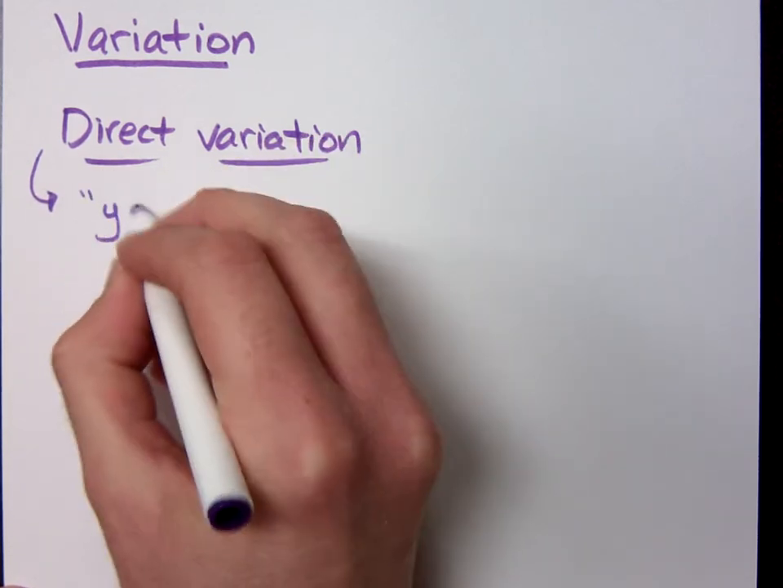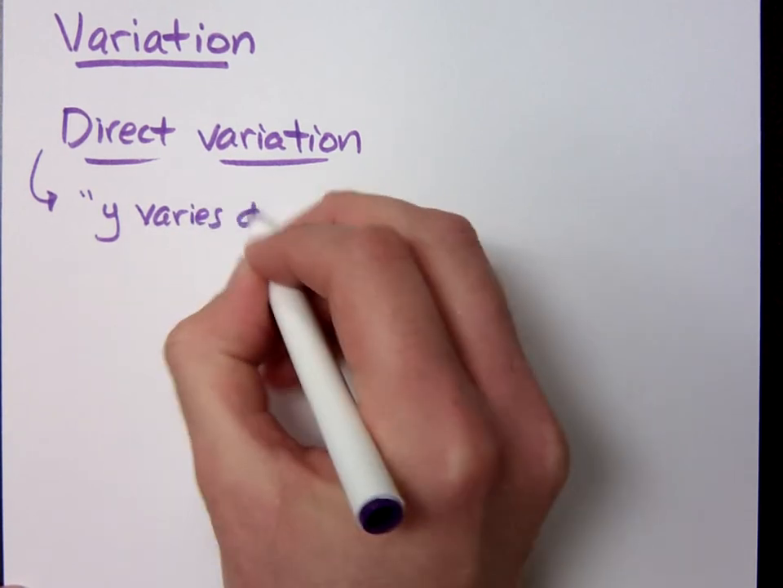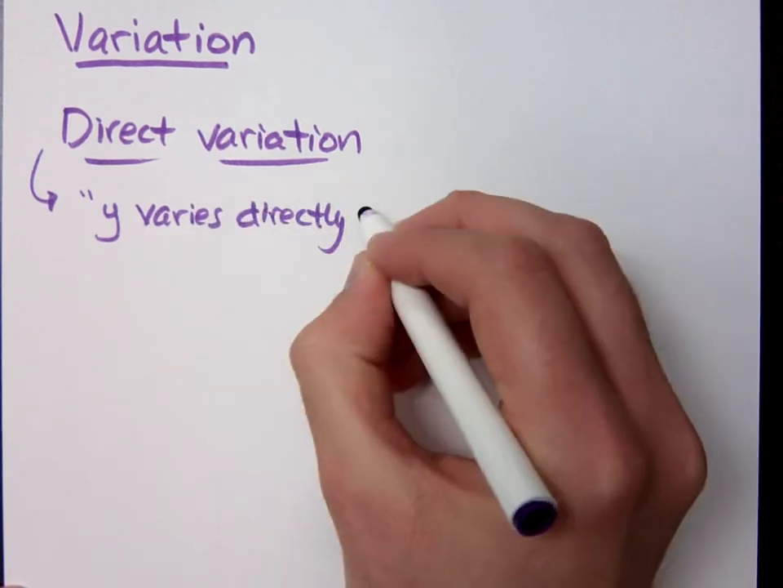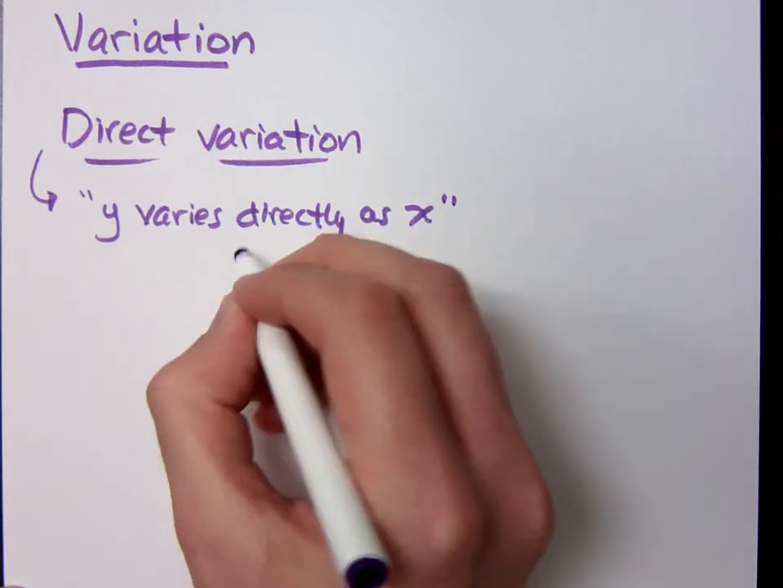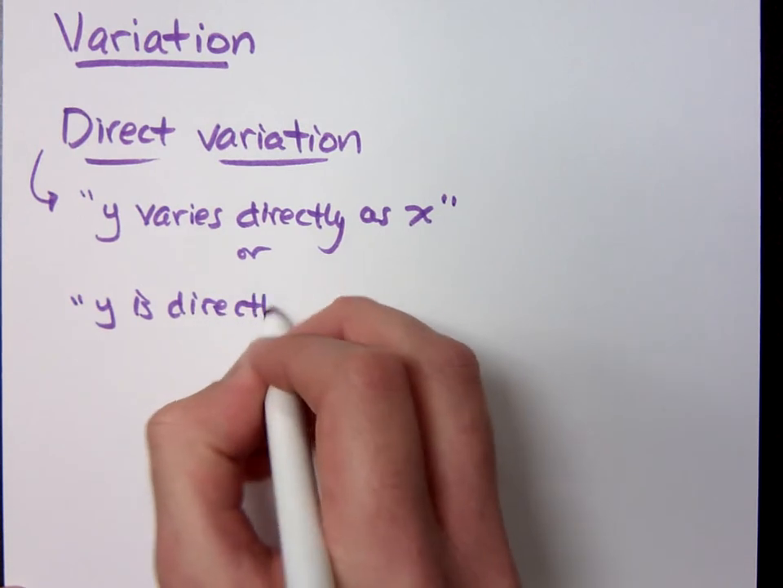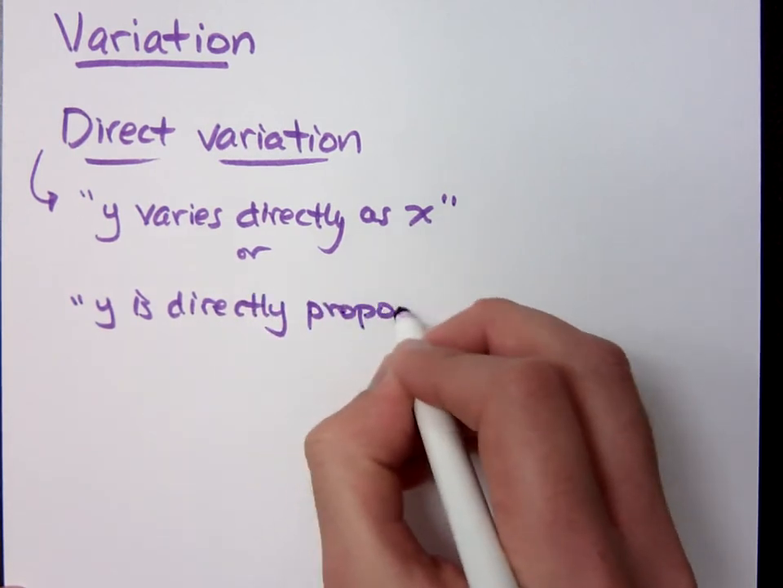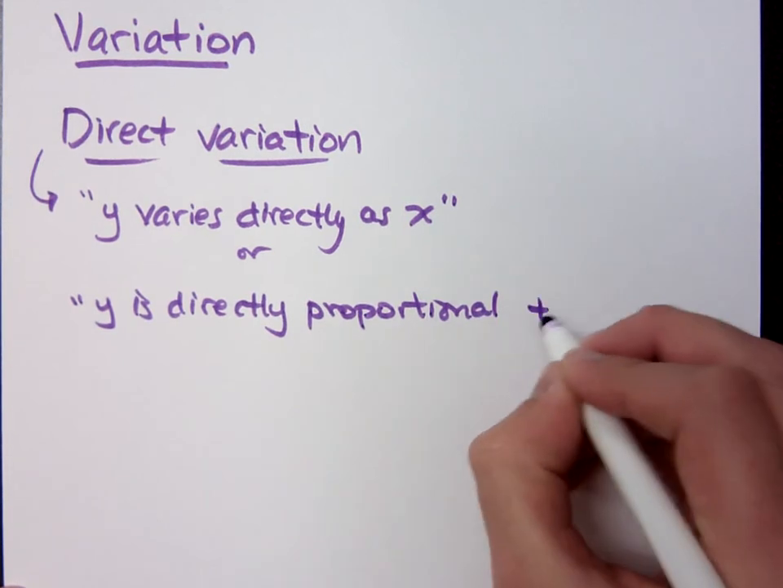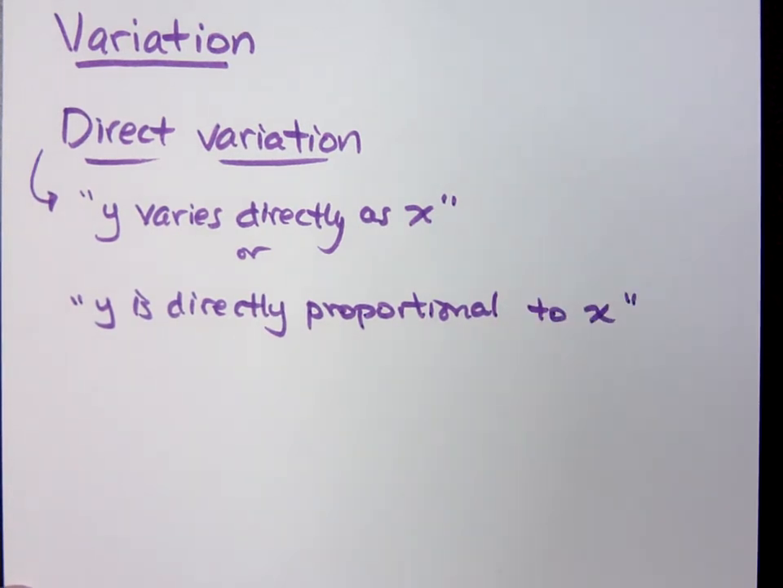You'll see something phrased like "y varies directly as x," or you might see that y is directly proportional to x. These are the words that you're going to be looking for: directly proportional, the relationship between y and x. We use variation all the time. You just don't recognize that you are using variation.